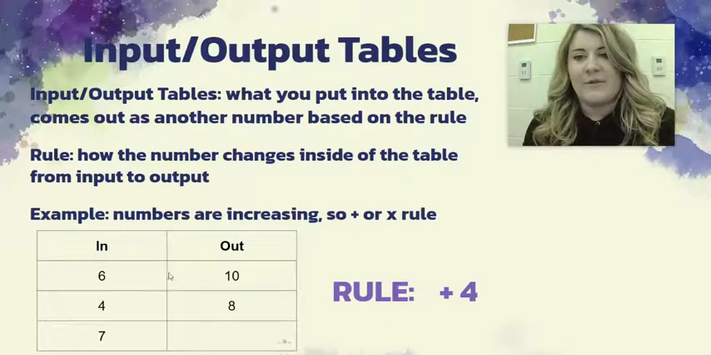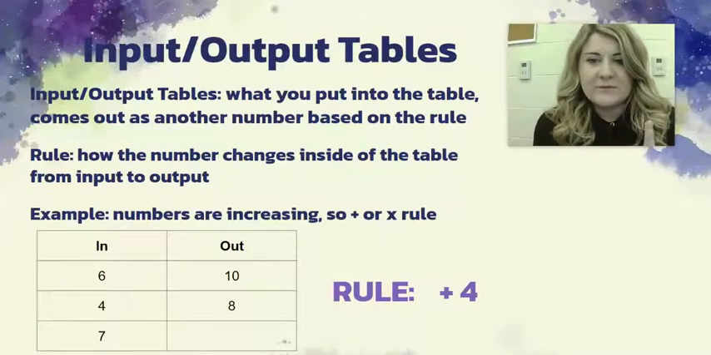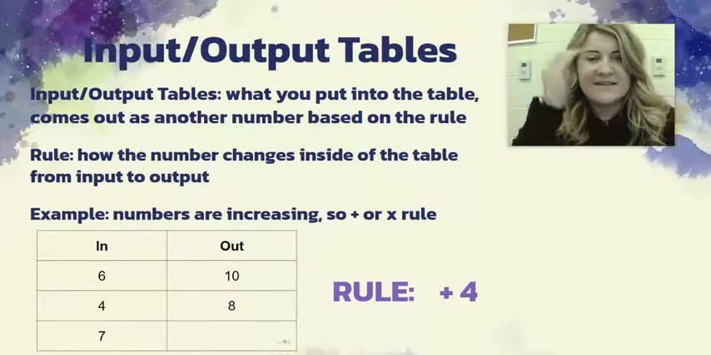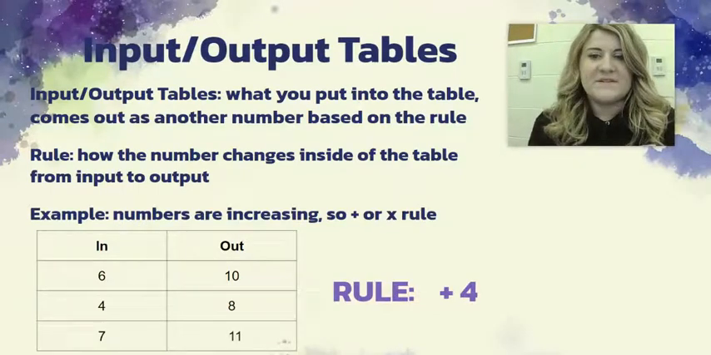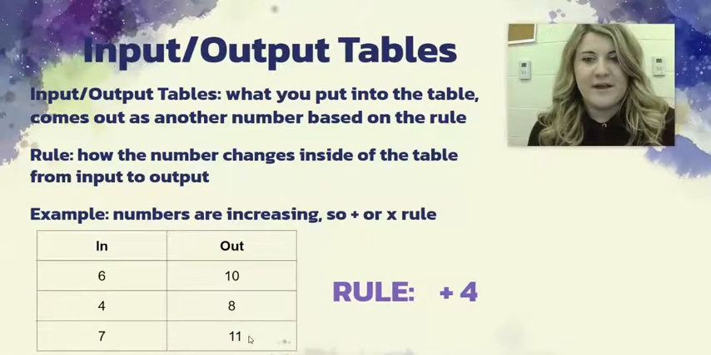So what's happening here with this line is we're doing 6 plus 4 equals 10. 4 plus 4 comes out as an 8. 7 plus 4, what's it going to come out as? 7, 8, 9, 10, 11. And that's going to help us fill in the missing parts of our table, okay?